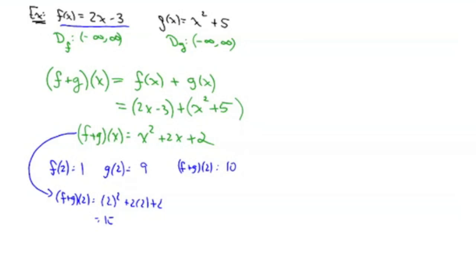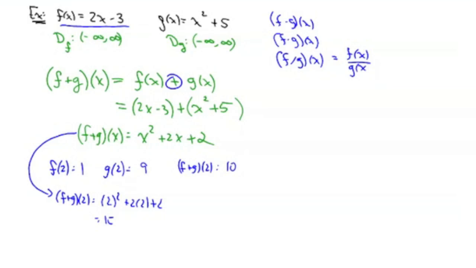Now, you can do f minus g of x, f times g of x, and f divided by g of x the exact same way. F minus, you put a minus in between them. F times, you put a times between these two right here. This f plus g of x would turn into minus, times, divide. The only problem is if you have division, let me write this one out. This becomes f of x divided by g of x.